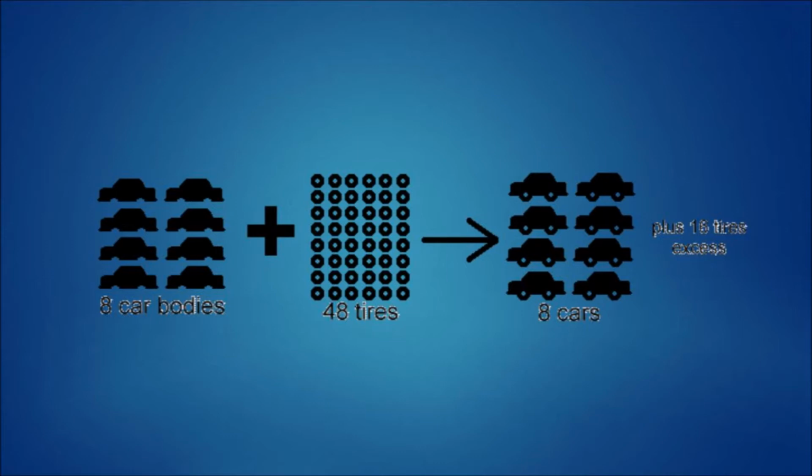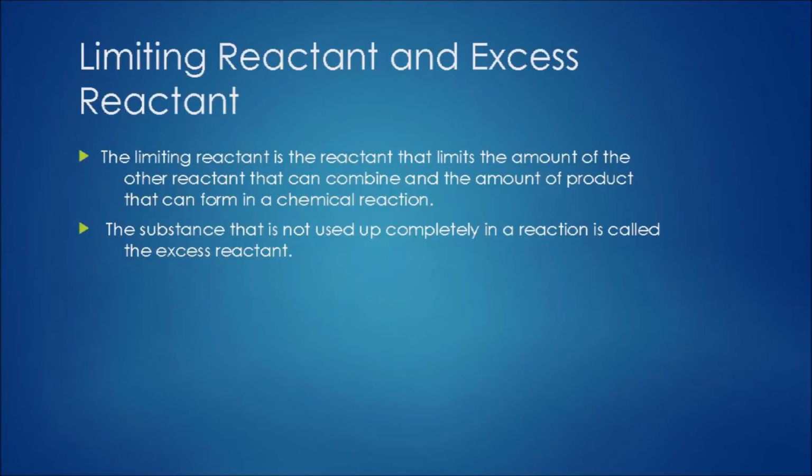In this problem, we are limited to making only 8 cars because we only have 8 car bodies, which leaves us with an excess of tires that have remained unused. So, what are limiting and excess reactants? A limiting reactant is the reactant that limits the amount that the other reactant can combine and the amount of product that can form in a chemical reaction. The substance that is not used up completely and remains in excess is called the excess reactant.